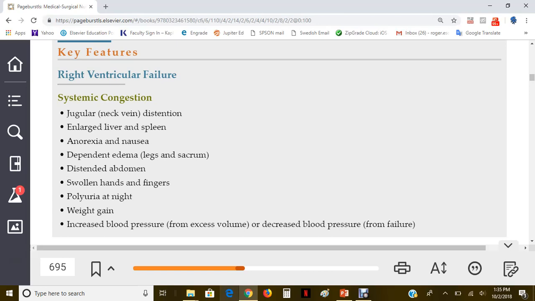Some fluid from the liver, from water, will also leak into your peritoneum, resulting in abdominal distension. As I already mentioned, there will be swollen hands and fingers. Now, the same as in left side, when metabolic demands decrease at night, then there will be increased urine output during the night. The weight gain here is simply because the kidneys are not making urine.